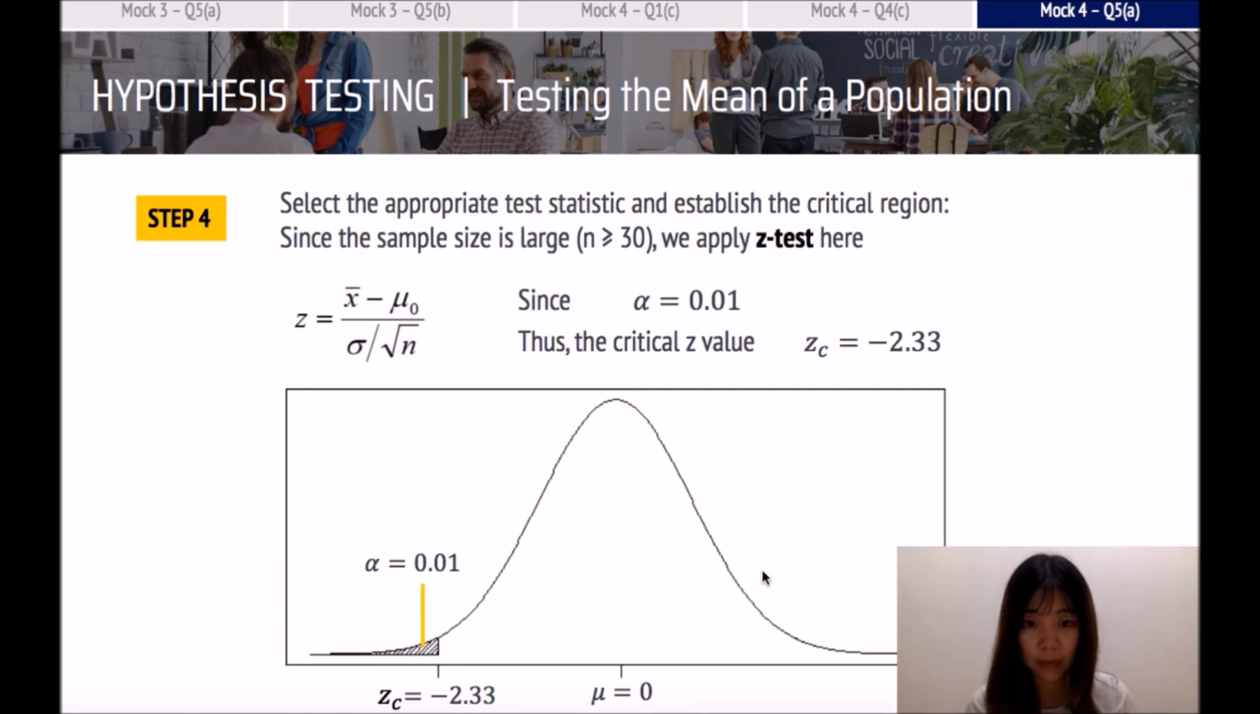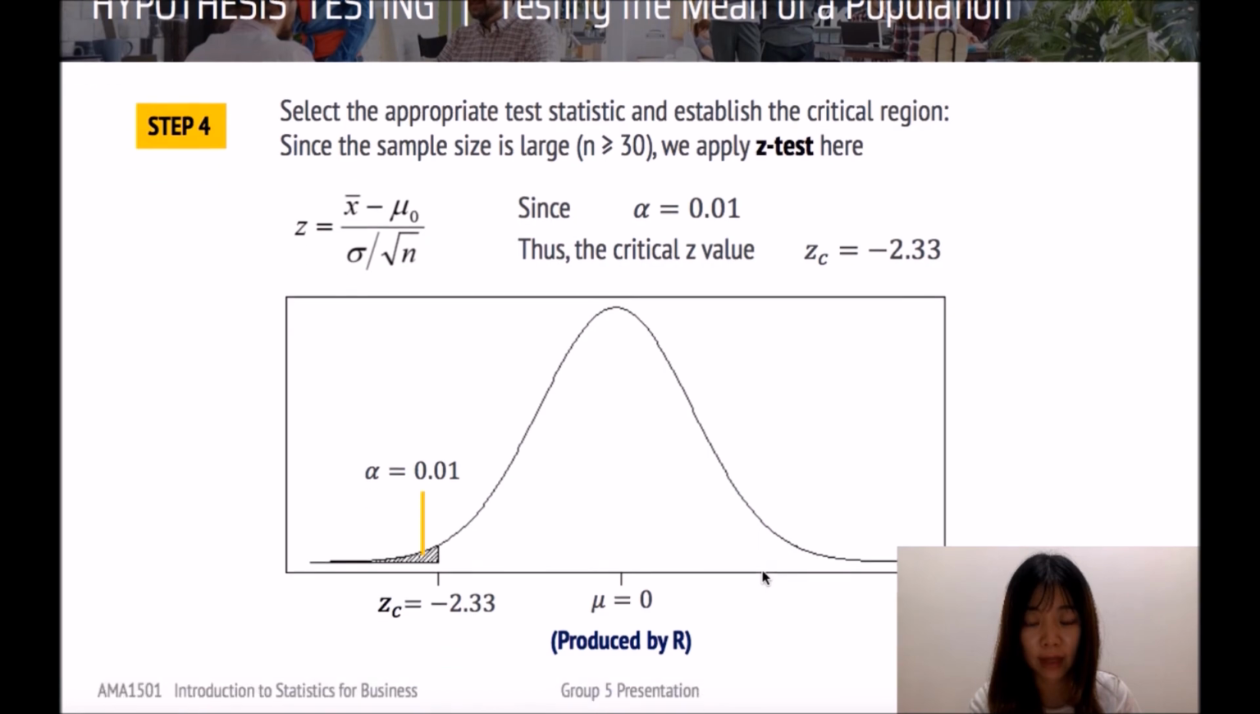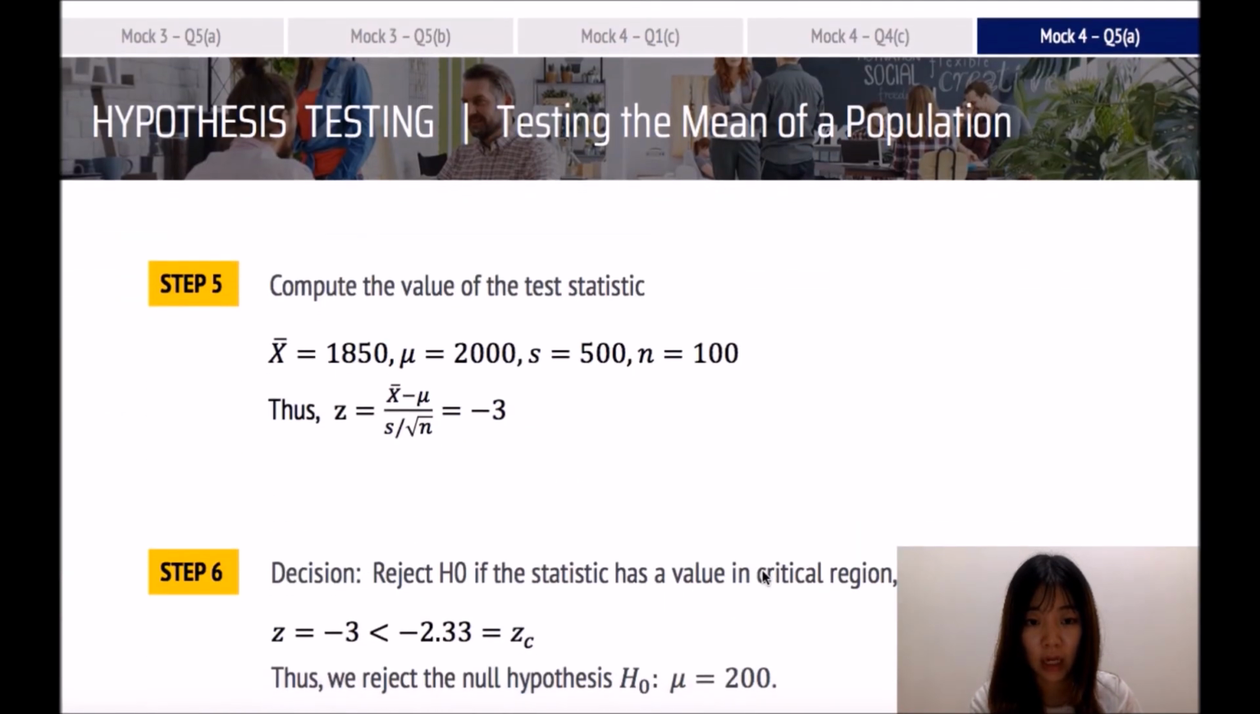Because the sample size is large, n equals 100 is larger than 30, so we apply the Z test here. Since alpha equals 0.01, we can check the number from the table and see that critical Z value equals negative 2.33, and we can also draw the diagram like this. And next step, we can use the formula and plug all the numbers in to calculate that Z is equal to negative 3.